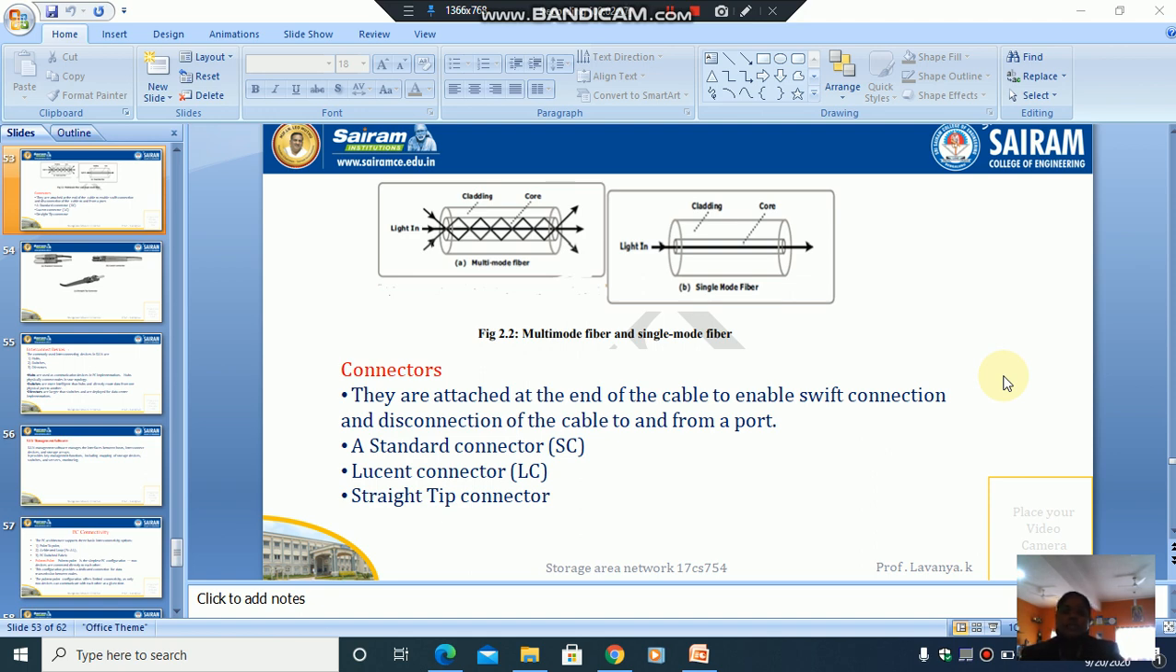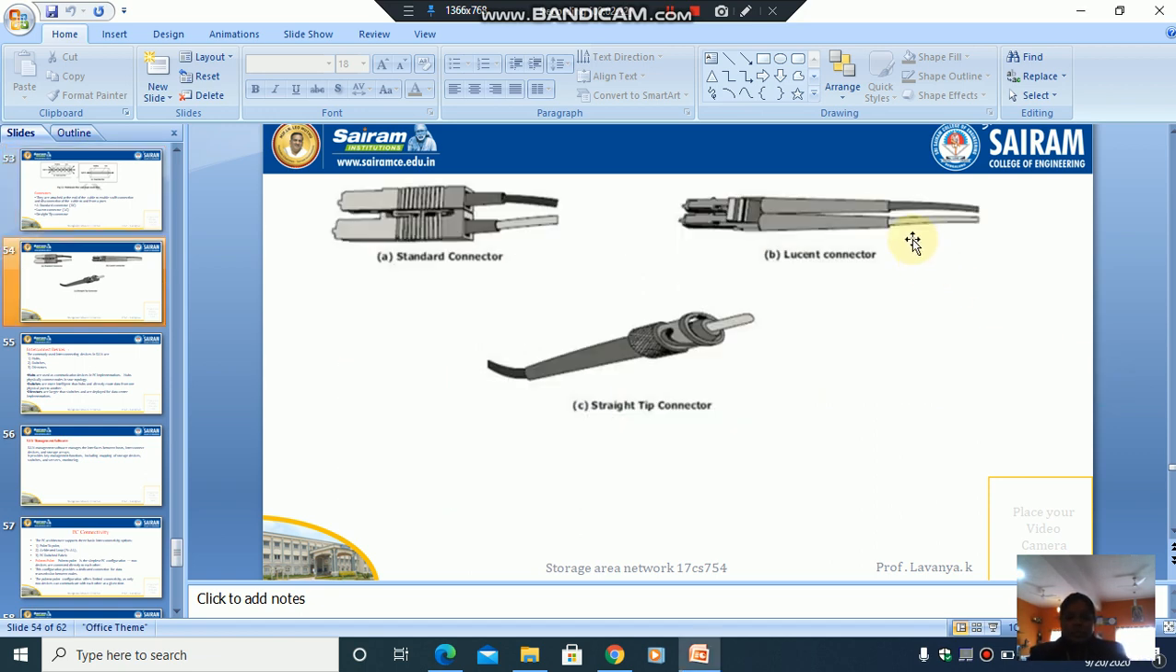Then what are the straight tip connectors? The straight tip connector is a fiber optic connector with a plug and a socket. Here I have the diagram of the three types of connectors. This is what I have told: the standard connector, the Lucent connector and the straight tip connector.